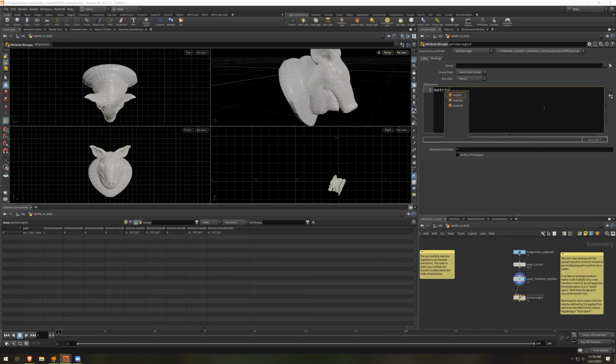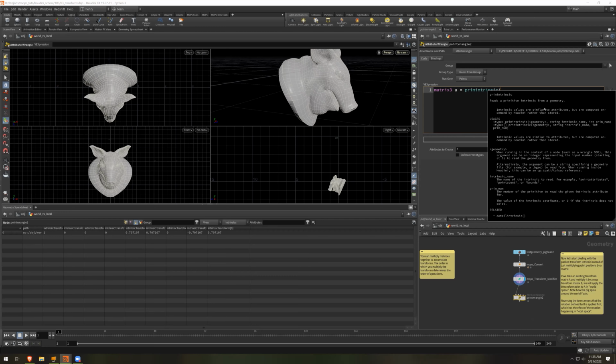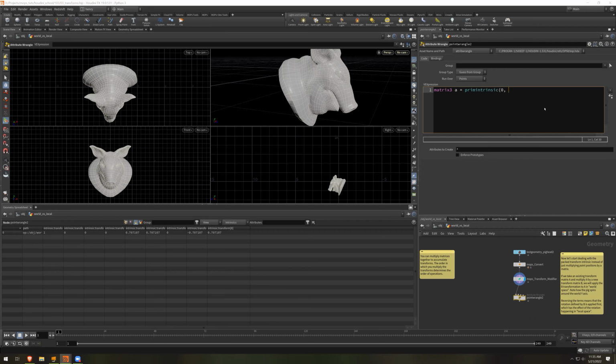So matrix3 a is equal to primintrinsic, which is the function that you use to fetch intrinsic attributes about something. And I'm going to grab them from input 0 because I'm just working on myself. And then the name of the intrinsic is transform. I'm going to fetch it from the current point number. Primitive intrinsics are fetching attributes from primitives and not points. But because my point sort order is the same as my primitive sort order, I don't have to differentiate between the two, which is why I'm using ptnum.